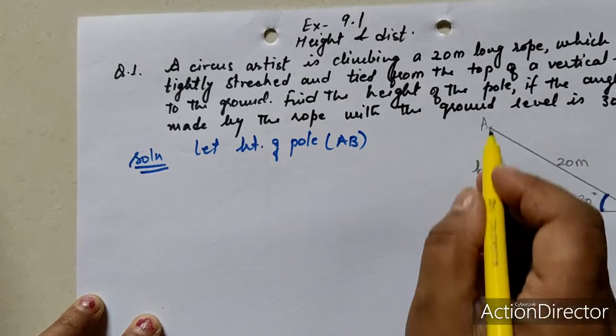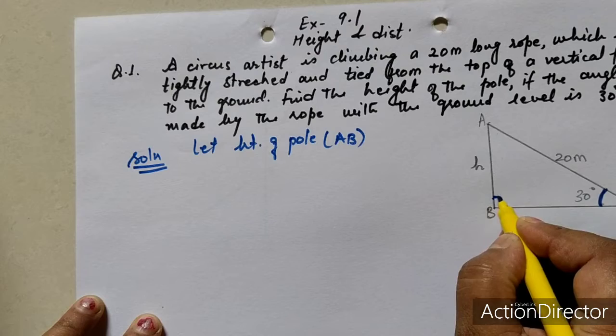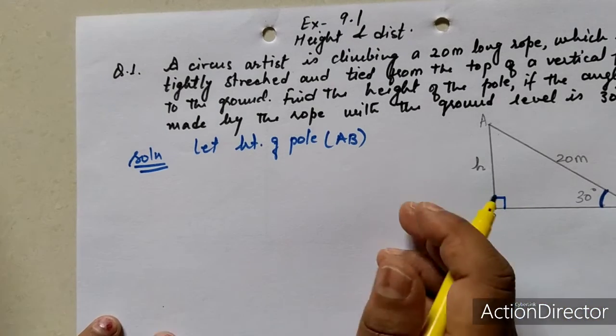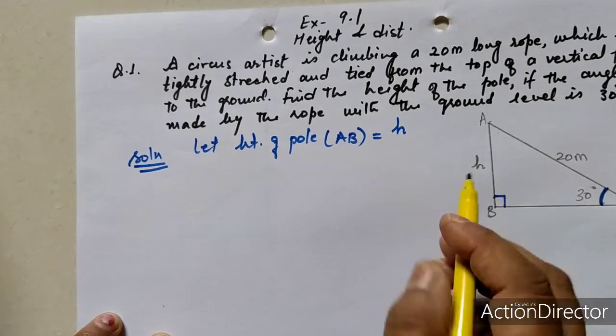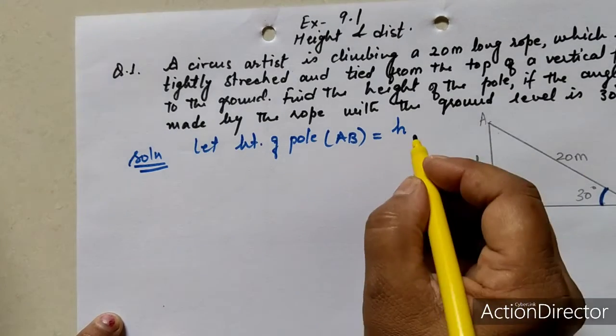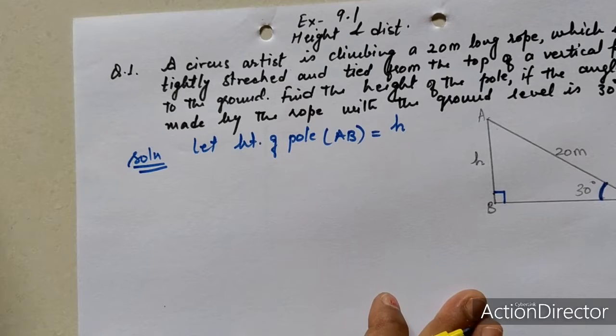We consider this is the pole and this should be 90 degree because it stands vertically on the ground. Okay, the height of the pole is equal to H meter because this is also in meter. So we can write H meter. At last we can write the unit.